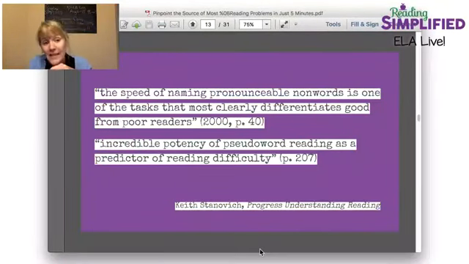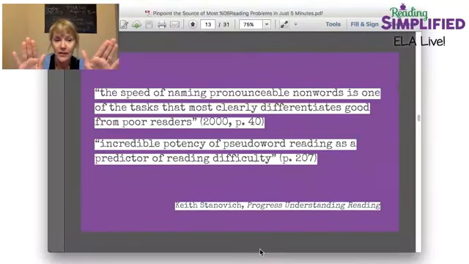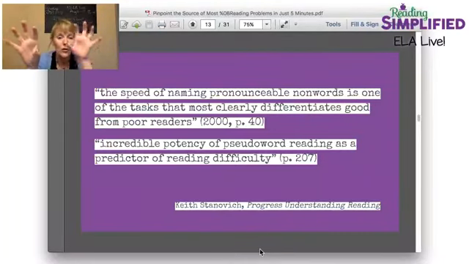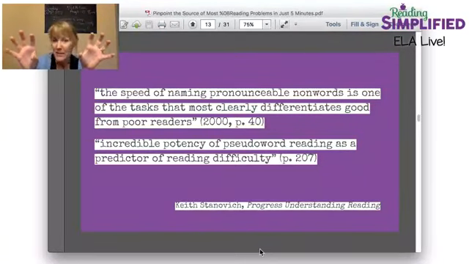And so what he says is that the speed of naming pronounceable non-words is one of the tasks that most clearly differentiates good from poor readers. So that non-word ability shows you who's good and who's not at reading. So it must be a significant test. And he says there's incredible potency of pseudo word or fake word reading as a predictor of reading difficulty.